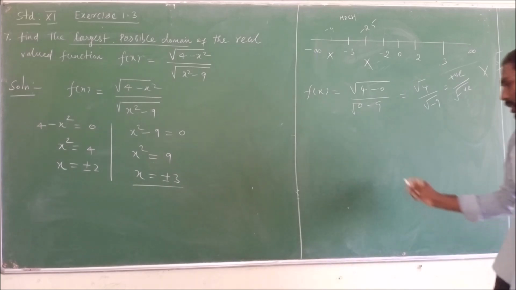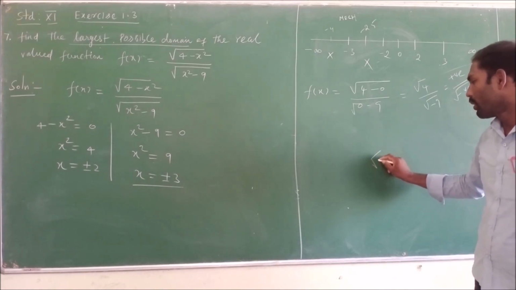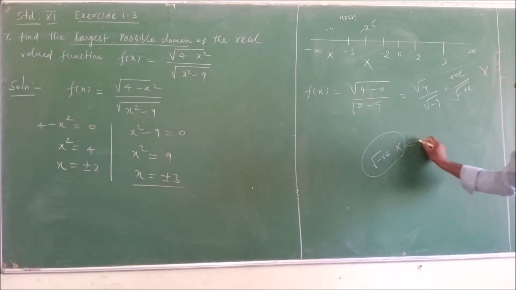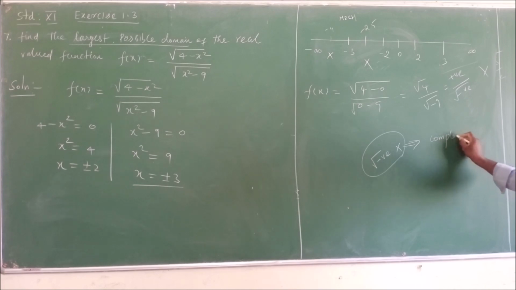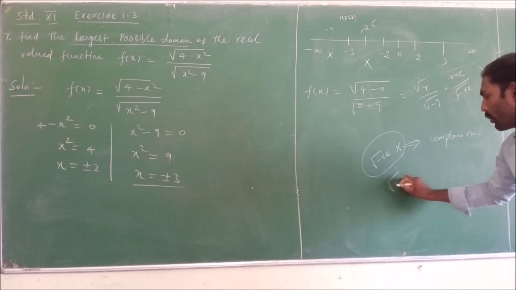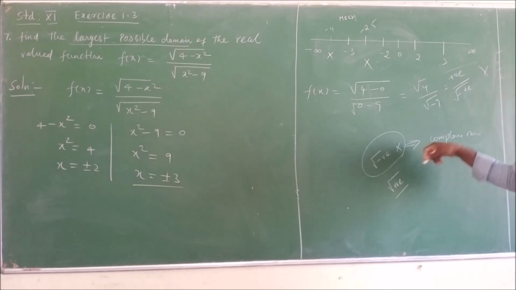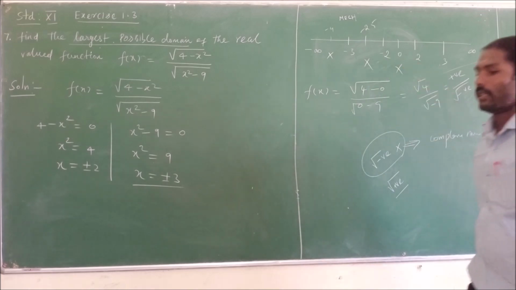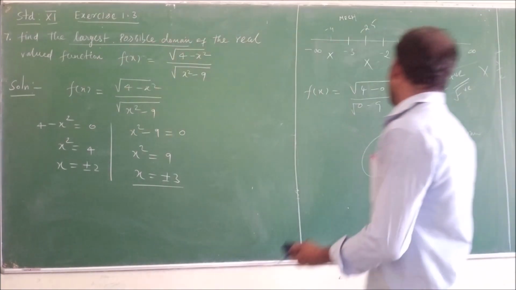The square root of a negative number is not a real number; it is a complex number. This will be discussed in the 12th standard chapter on complex numbers. So it is not a real root. Only a positive term gives a real root. So this interval is also not included for f of x.